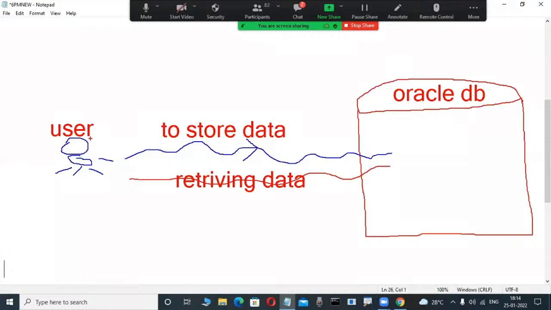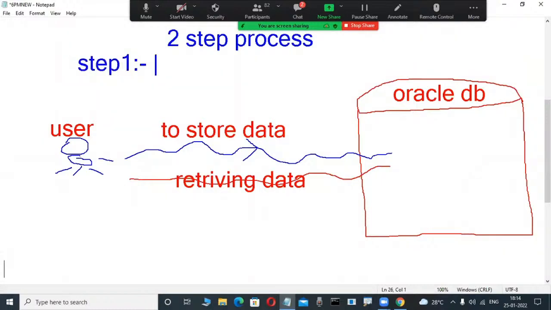If any user wants to perform operations in an Oracle database, it is a two-step process, not a single step. Very, very important: a two-step process. Observe here that the user has a two-step process. First step, don't write it down, I am drawing the diagram today.